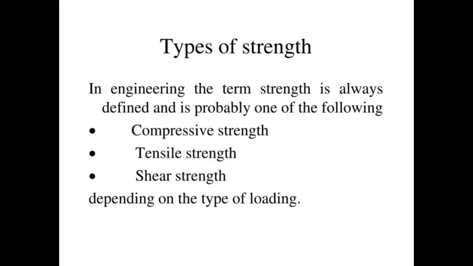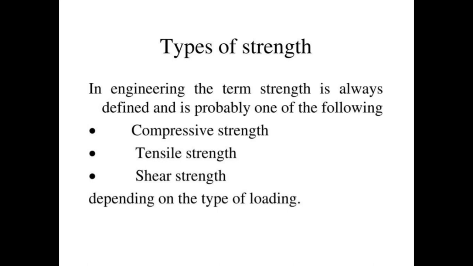Today we have to see what are the basic fundamentals and what are the common principles behind the strength of a material. Now we have to see about what are the different types of strength. In engineering, the term strength is defined in different categories and depends upon the direction of the load applied. That means the first one is compressive strength, the second one is tensile strength, and the third one is shear strength. What is compressive strength?